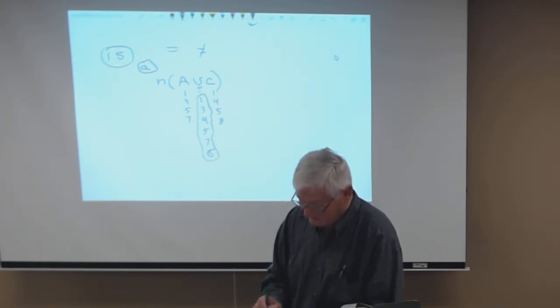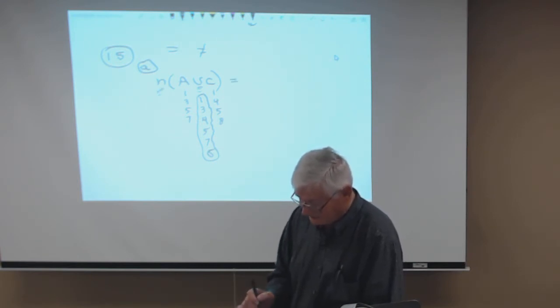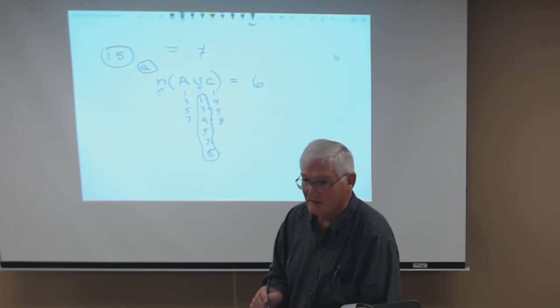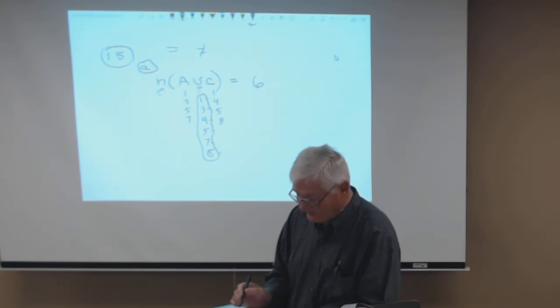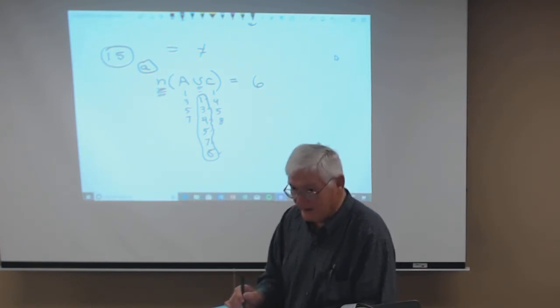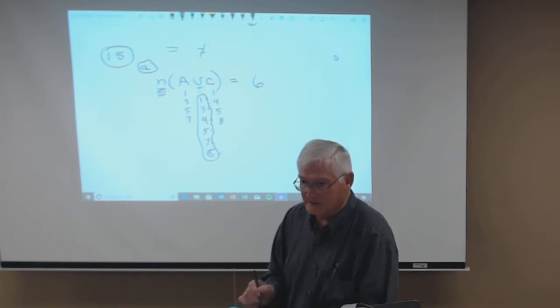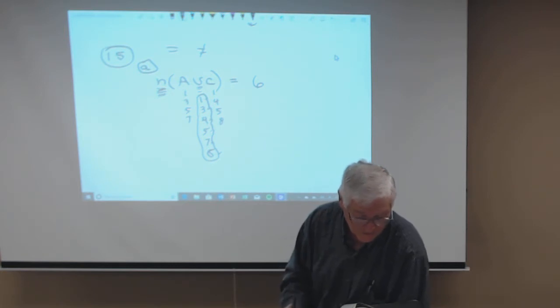But what does this mean? So how many elements in this answer? 1, 2, 3, 4, 5, 6. They're not asking you to give the union, they're asking you to give the number of elements in the union. So once you find the answer, you count to see how many elements are in that set. Remember, that's what that little N out in front of it means? Write yourself a note.